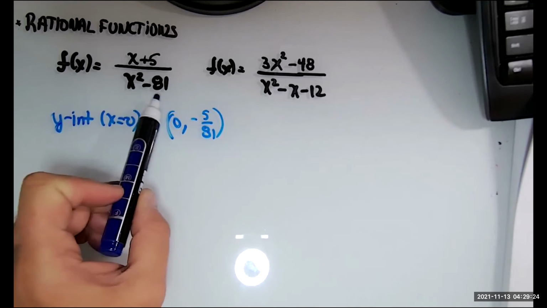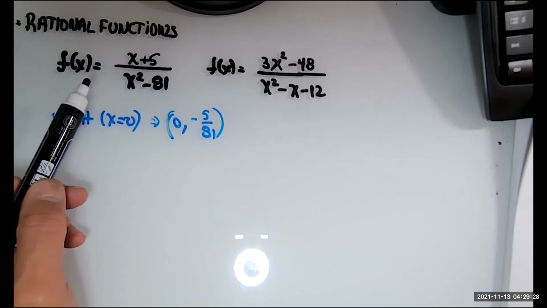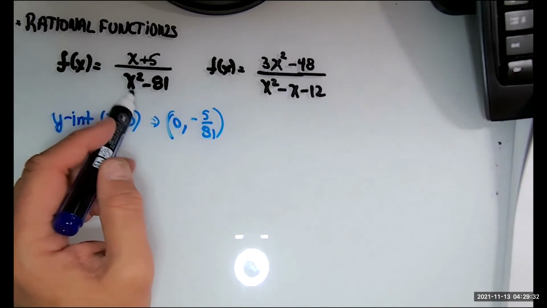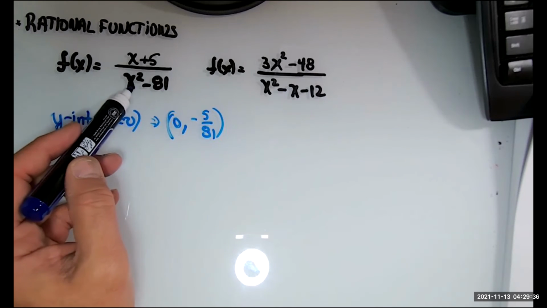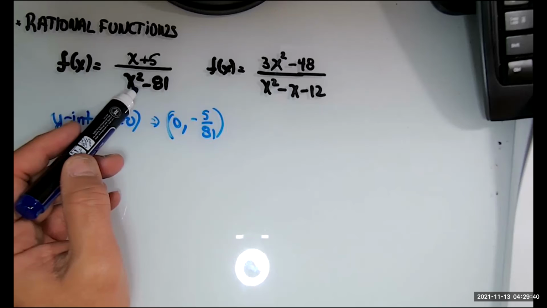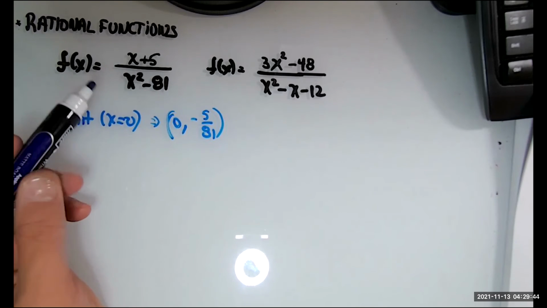For the domain, we need to avoid seeing the denominator, so we need to avoid 9 and -9, right? Do we exhibit any vertical asymptotes? The answer better be yes. How many? 2 of them. x equals 9 and x equals -9.